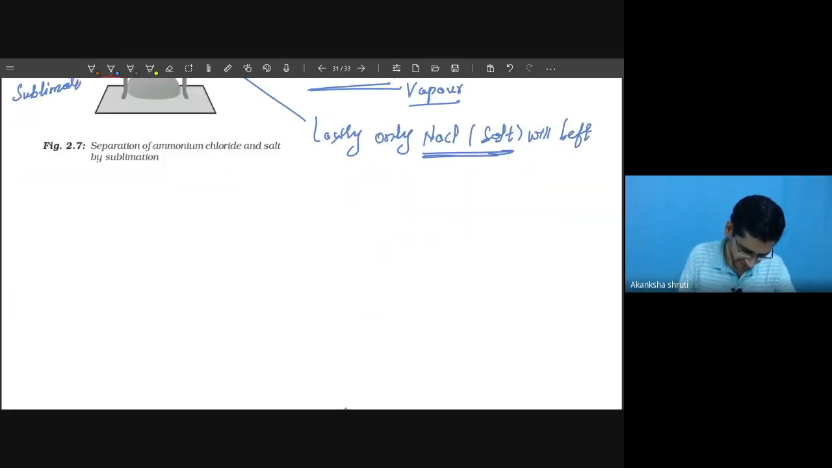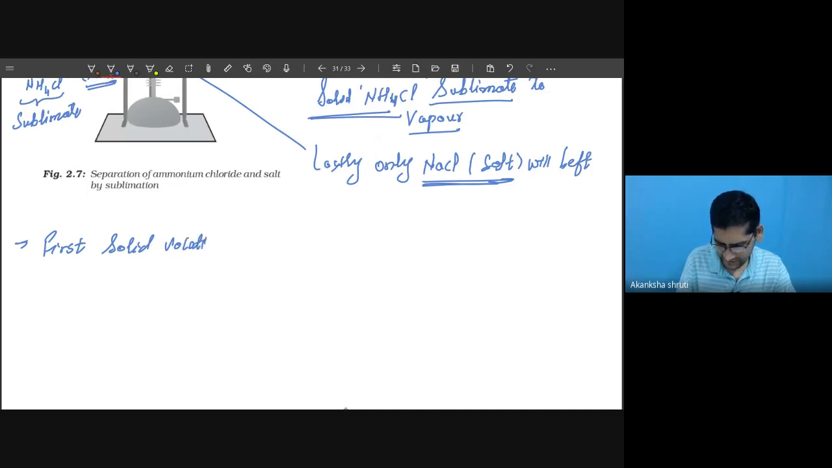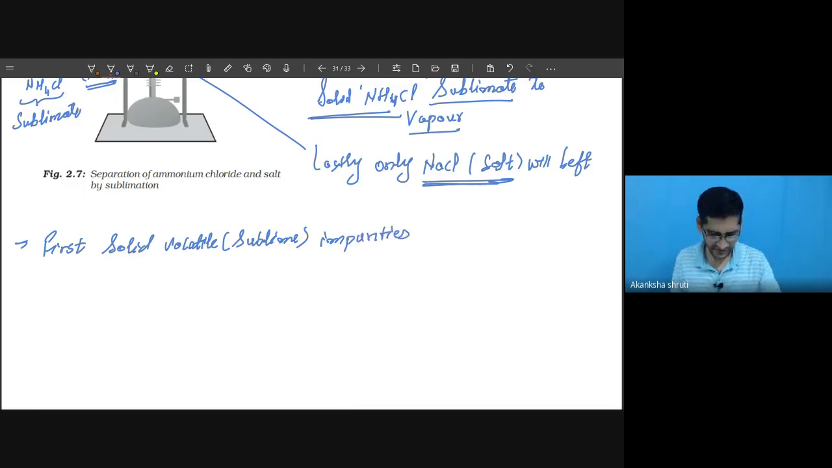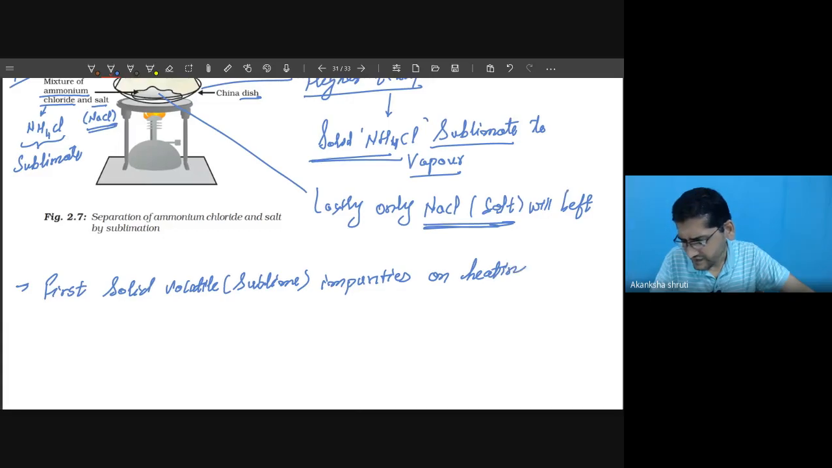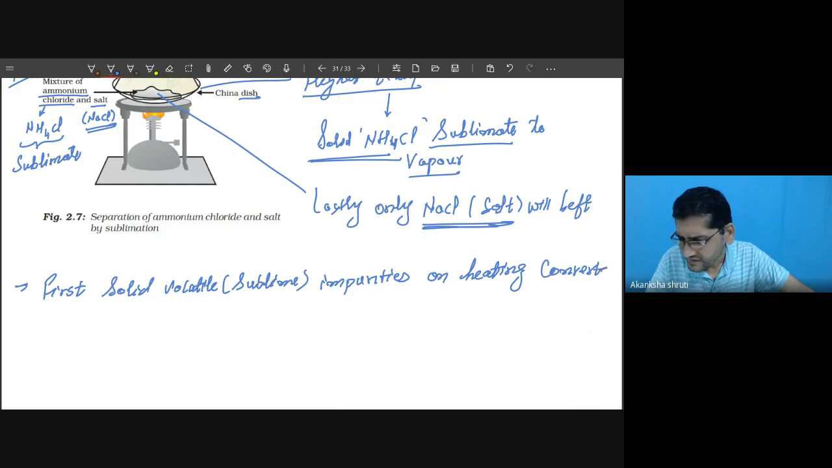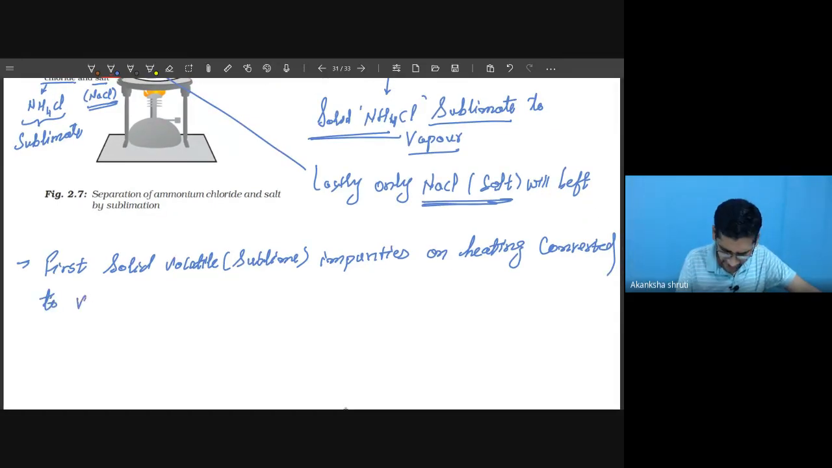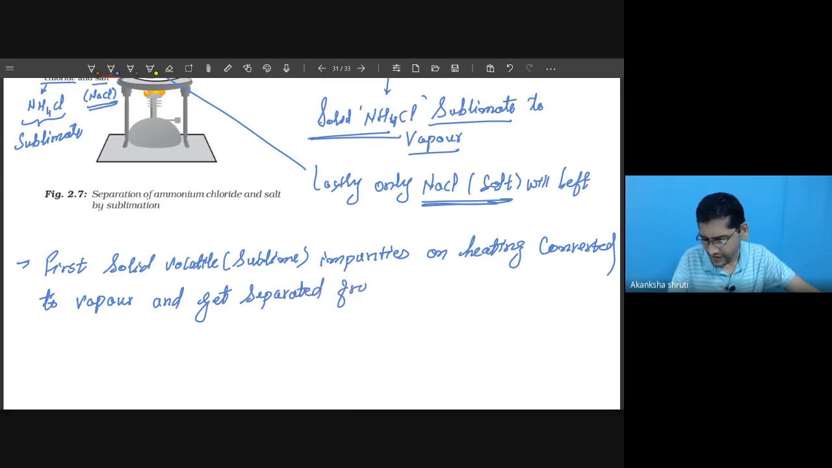So right. So first, solid, sublime or volatile impurities are converted to vapor on heating and get separated from the mixture.